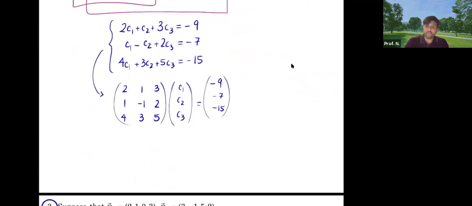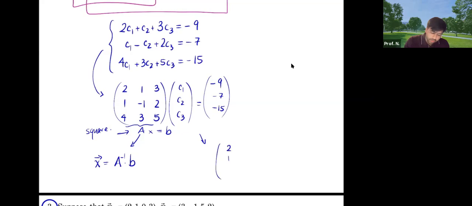Now from here, I can go two ways. I can consider this as AX equals B, because A is a square matrix. Because it's square, I can see whether this exists. Or I can do the full-fledged row reduced echelon form. So let's see, how can I explain this?